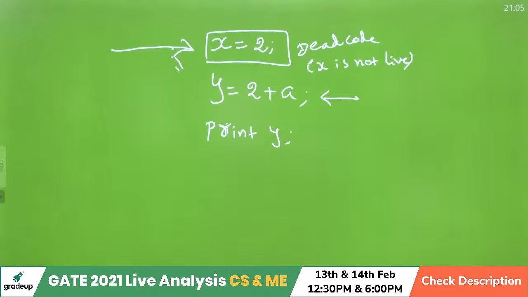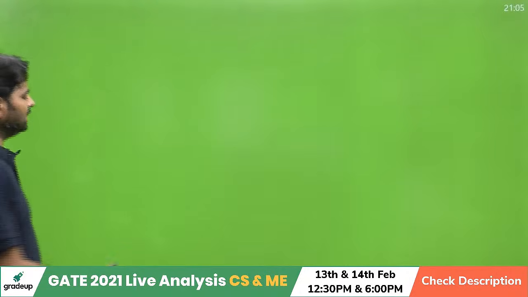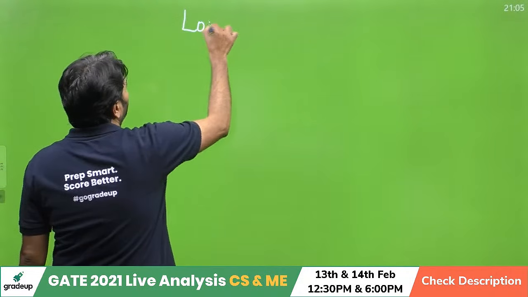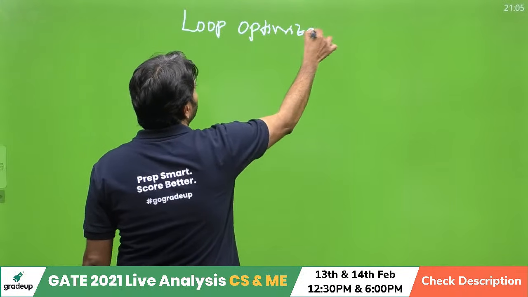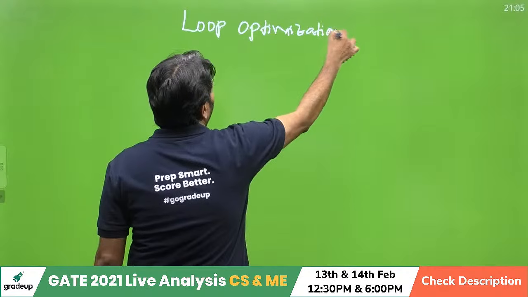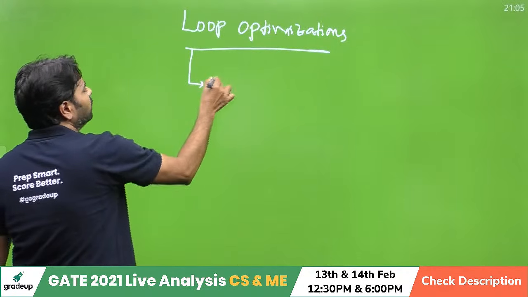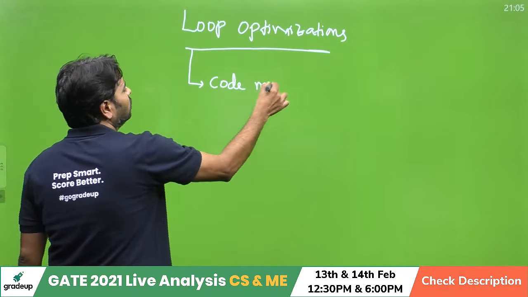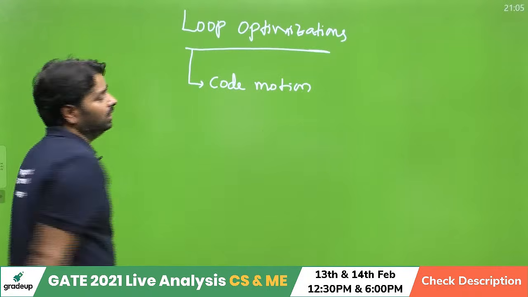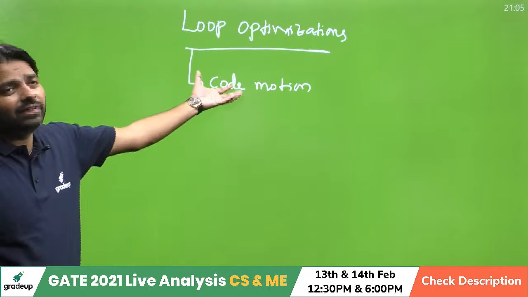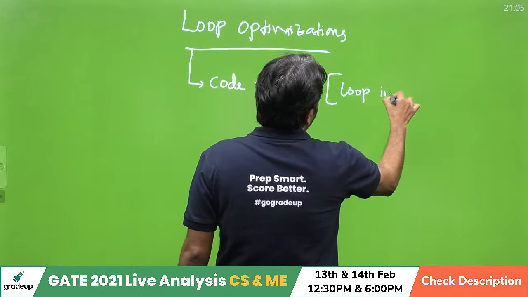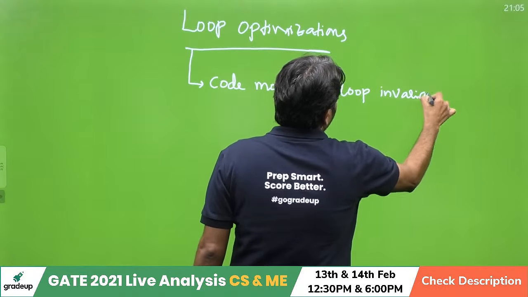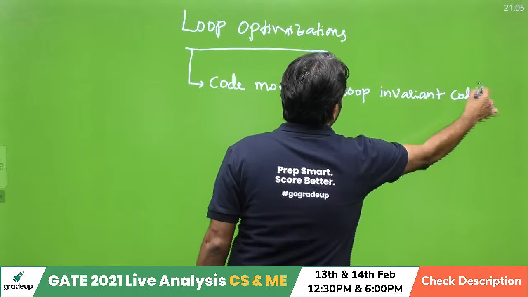Now we have some more optimizations like loop optimizations. I'm not explaining them, sorry guys. Loop optimizations, I'll just tell you the names that you need to study. One, you study code motion, how to move the code out of the loop when it is loop invariant. Loop invariant code you can move outside the loop.